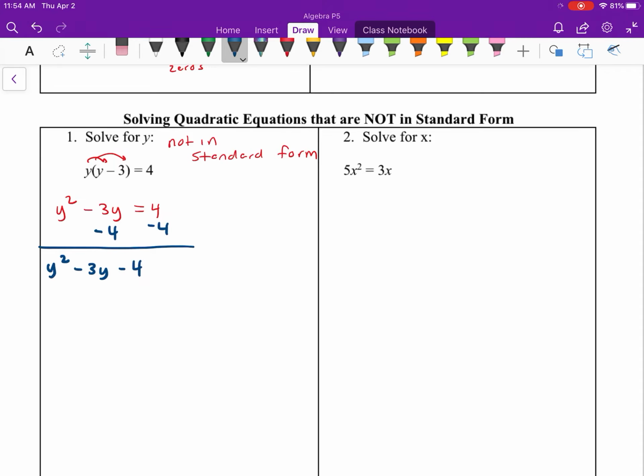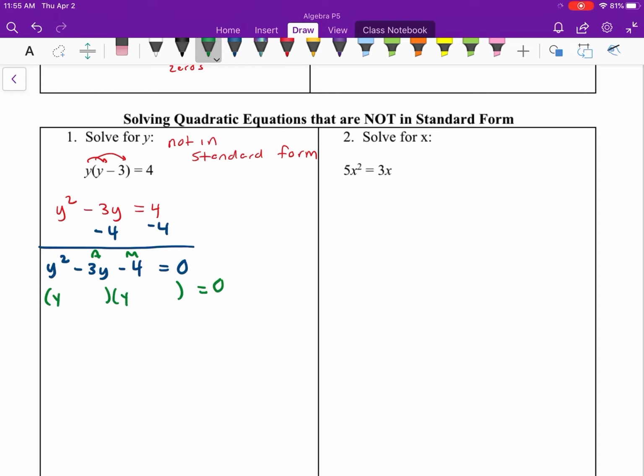And since none of those are like terms, y squared minus 3y minus 4 equals 0. You can't combine like terms there because none of them are like terms. And now that I got it equal to 0, now you just factor it and do it like I did yesterday. This would be a trinomial. We could do AM.